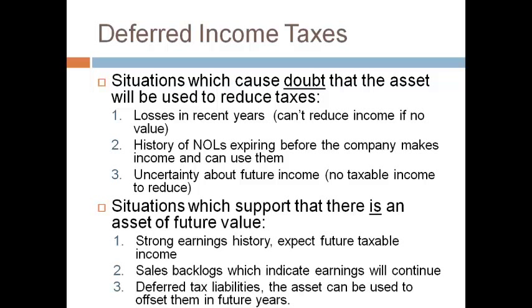A strong earnings history, sales expected to continue in the future, and deferred tax liabilities to offset deferred tax assets are generally signs that no allowance is needed.